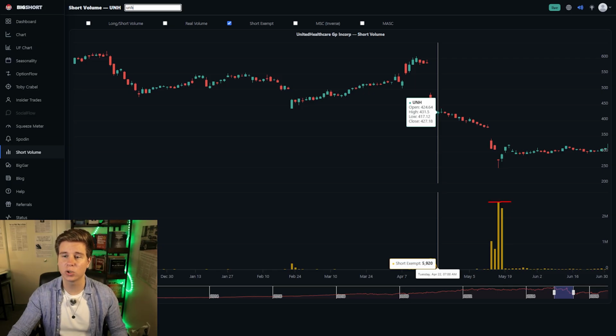Once you see a really large short exempt spike, generally that tends to lead to a breakout. Now that's not always the case, so don't just sell puts on every single thing you see on the short exempt list. You still have to do a little bit of your own trading, a little bit of your own thinking, because sometimes if the stock is gapping down massively and more massively for some fundamental reason, there is that possibility that it's going to just keep going down and you're going to get quite a bit of short exempt here.